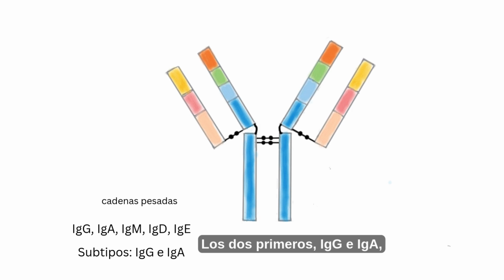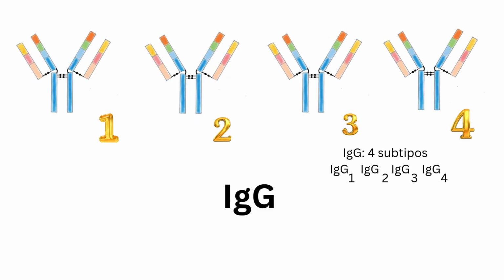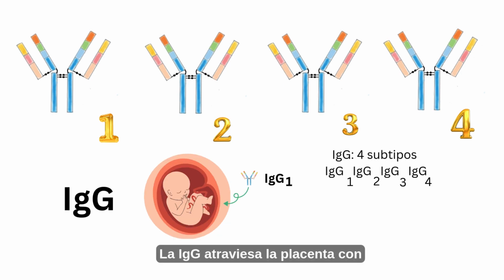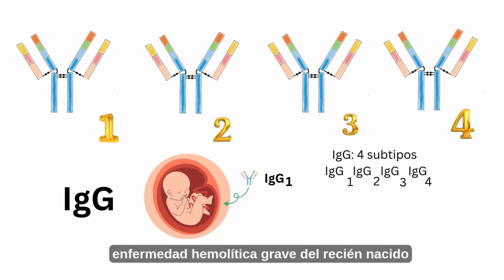The first two, IgG and IgA, have subtypes. IgG crosses the placenta with IgG1, the subtype that is best at this function. IgG2 is the only IgG that does not cross the placenta. The good: passive immunity from the mother to the baby. The bad: hemolytic disease of the newborn, when the maternal IgG antibodies attack the fetal red cells with the antigen. Details we shall see in a later video.